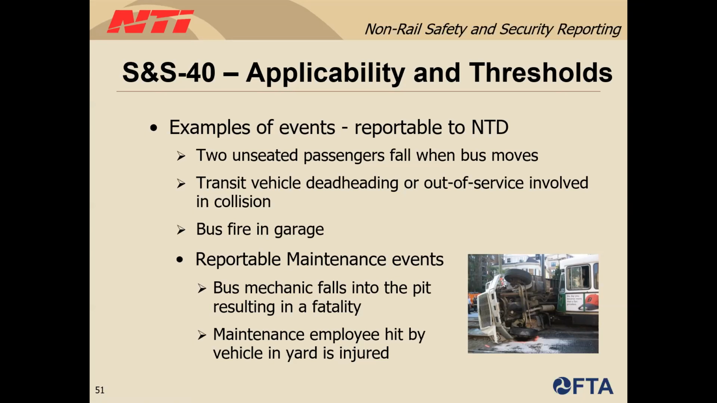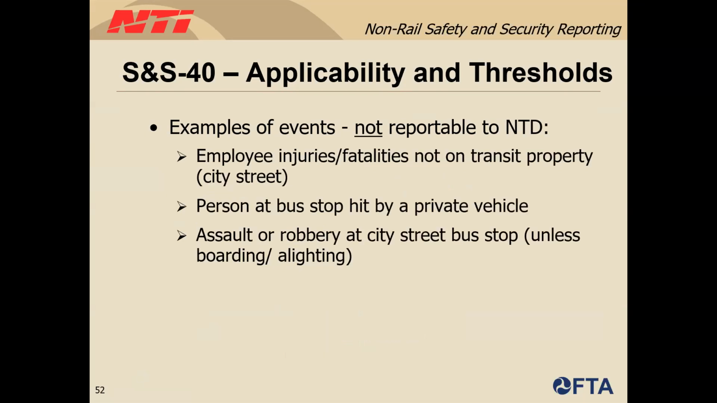Less severe injuries to maintenance workers are captured on the SNS 50 monthly summary report, along with non-major injuries to passengers and patrons. Now we have some examples of events that are not reportable. An employee injured on a city street or other property that is not transit-owned property. A person is waiting at a bus stop and is hit by a car is not reportable since the person was not on transit-controlled property. An assault or robbery that occurs if the person is boarding or alighting at the time.